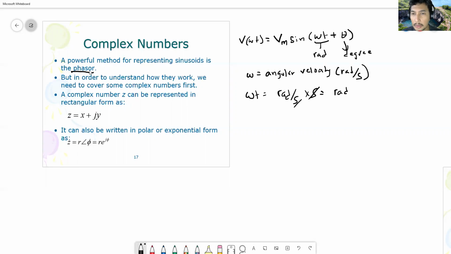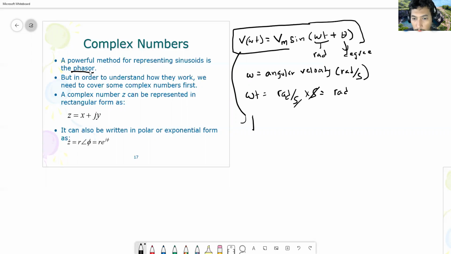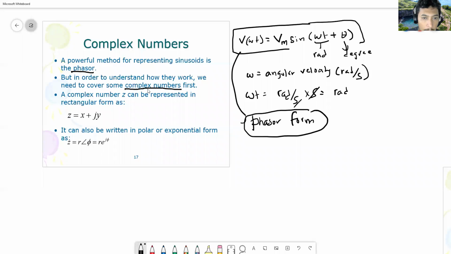As you can see, the expression is quite long and may be troublesome for you to write down. So the best way is to rewrite this expression in what I call a phasor form. Before we proceed, what is phasor? We need to understand the origin of this phasor form. The origin of phasor actually comes from complex numbers. So what is complex numbers?